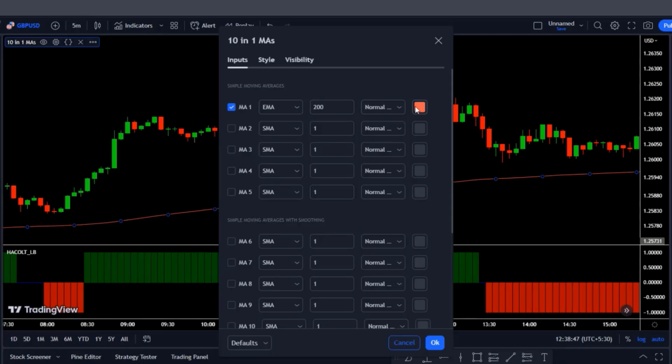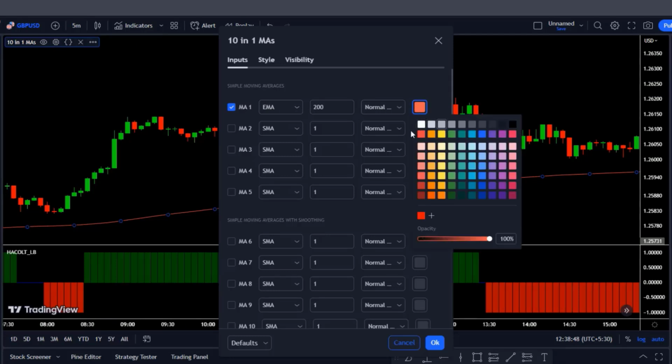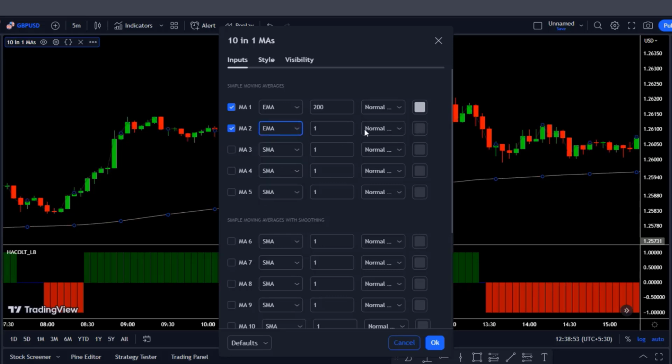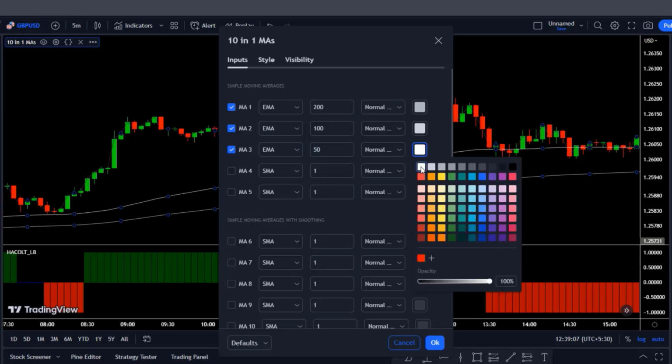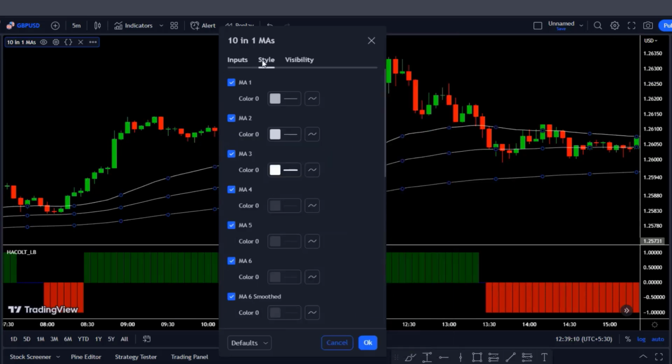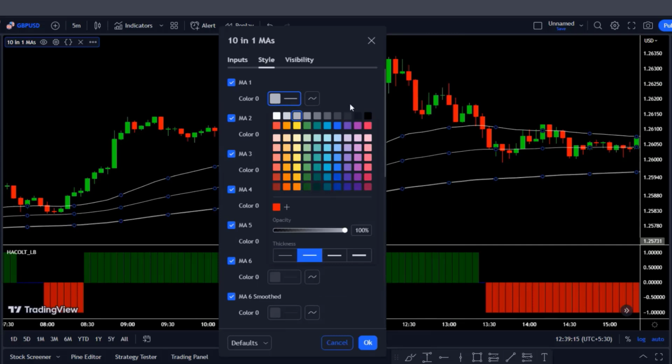The first EMA will be set as EMA 200. The color will be dark gray. Enable the second EMA as EMA 100. The color will be brighter. Lastly, check the third EMA, set it to EMA 50. Change the color to white. Next, go to the style and adjust the EMA 2 and 3 thickness.